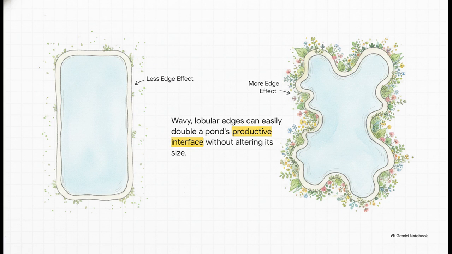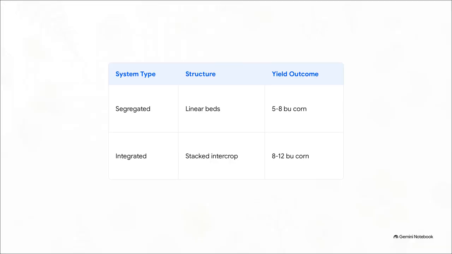By swapping out straight lines for wavy, winding borders, we can double our effective planting circumference. A straight line is just a strict border, but a functional edge has width and a wavy geometry that creates highly productive microclimates. To really see this in action, just compare a segregated system to an integrated one.